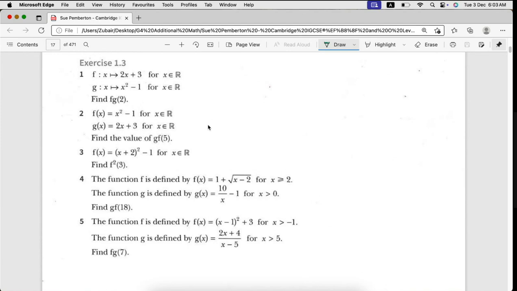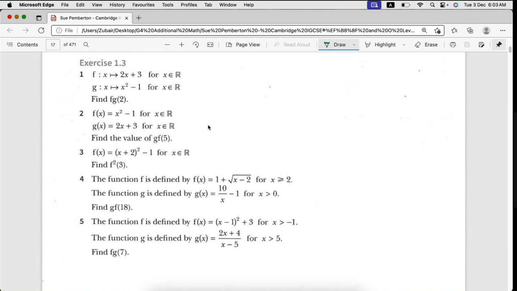This exercise is simple. The function f is defined by f of x equals 1 plus square root of x minus 2 for x greater than or equal to 2. Now the domain is defined because we cannot have a negative value in the square root. And g of x is 10 over x minus 1, and x is defined as greater than 0 because we cannot have the denominator as 0.